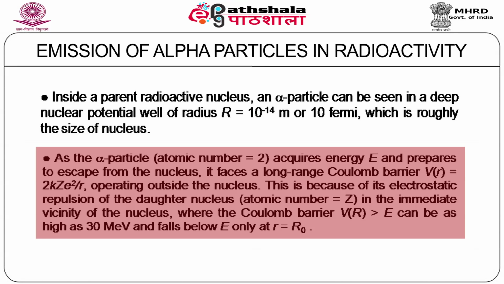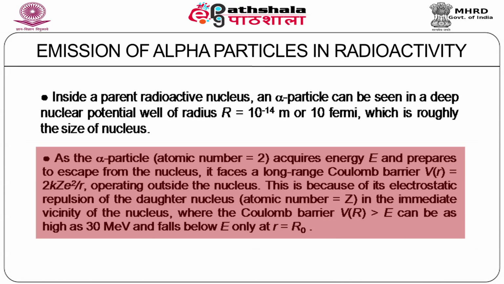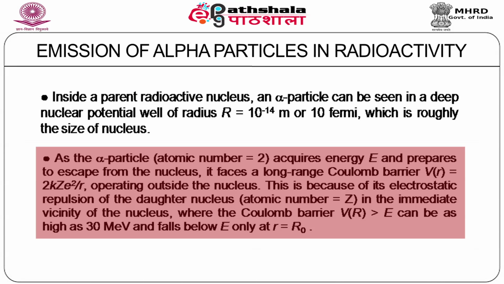Well, the atomic number is Z, and in the immediate vicinity of the nucleus, the Coulomb barrier V(r) greater than E can be as high as 30 MeV and falls below E only at r equal to R0.